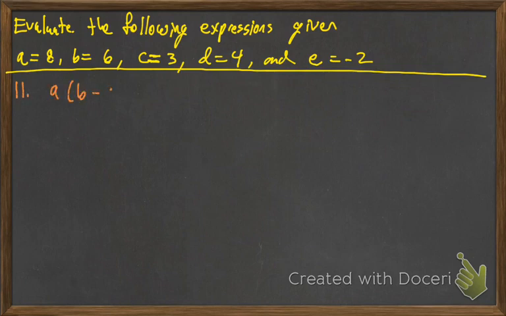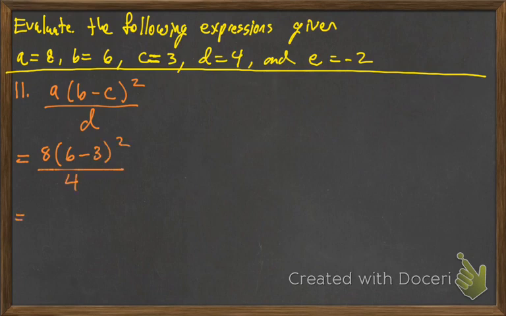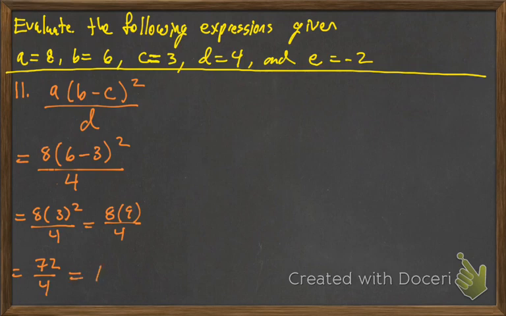evaluating. So number 11 here, a times the quantity b minus c squared over d. So we just got to plug in all the parts and then evaluate. So a is 8, and then 6 minus 3 squared over 4. So it's going to be 8 times 3 squared over 4. Do the exponent. 8 times 9 over 4. So that's going to be 72 over 4, which reduces down to 18.